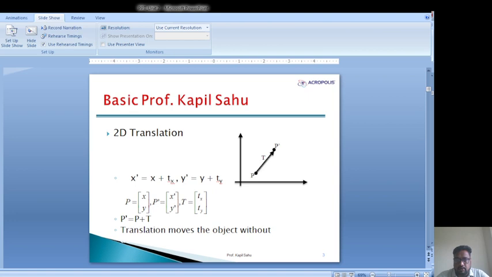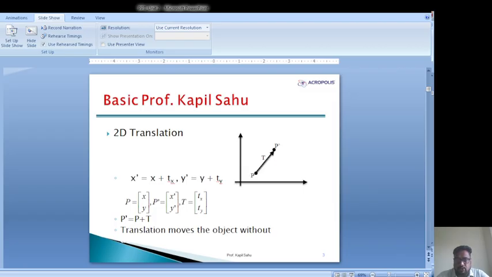And the equation of the translation is x dash equal to x plus tx, y dash equal to y plus ty, where x and y are the old coordinates, x dash y dash are the new coordinates after the translation, and tx ty are the translation factors in x and y direction. We can also transform this into matrix form.